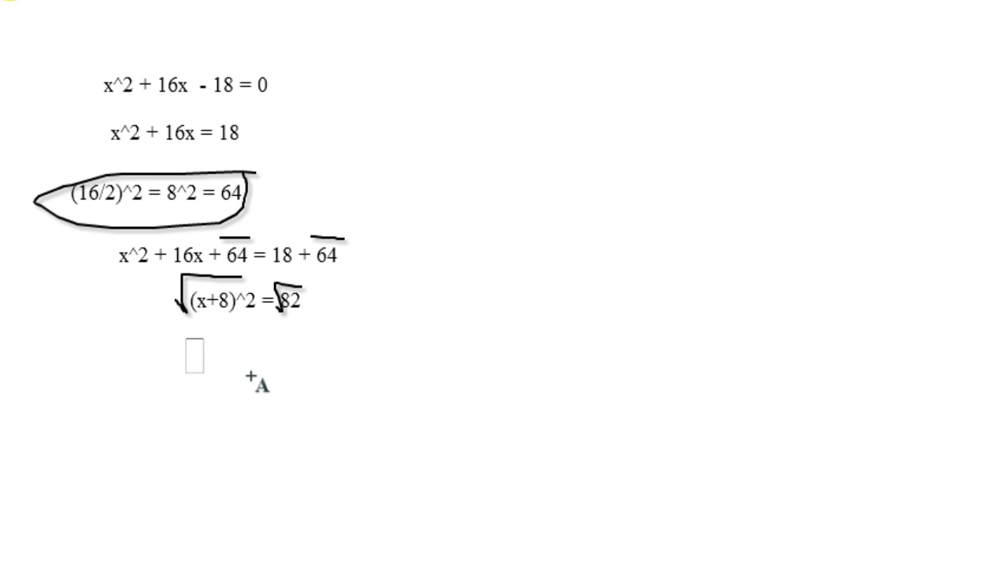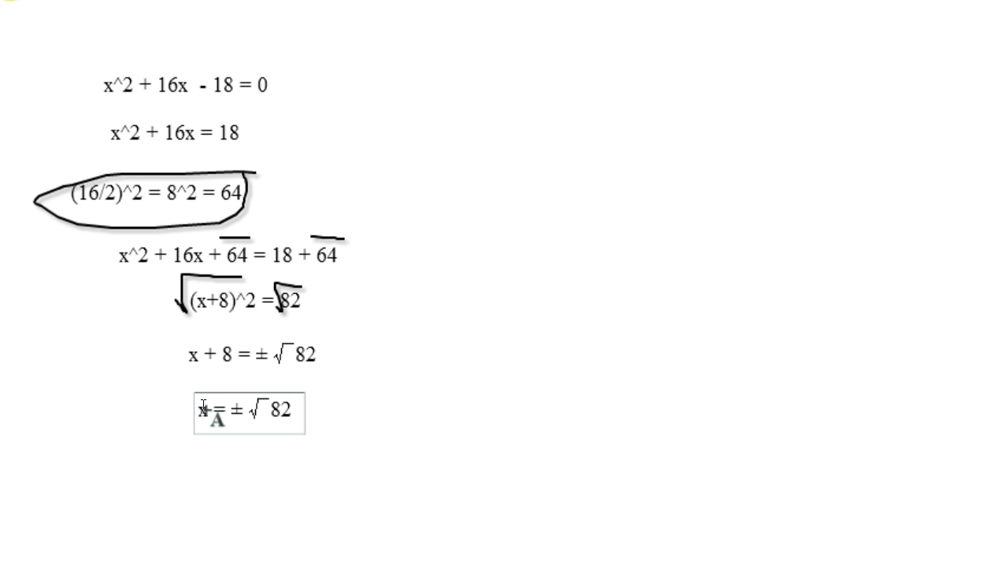Okay, and so what I'm going to get is x plus 8 equals, and yes, you do need the plus or minus and the square root. Now 82, we're going to leave as is. Sometimes the book will ask for a decimal approximation. I'm going to say don't. Just leave it as is for right now. We'll talk later about what to do with that funky little beast.